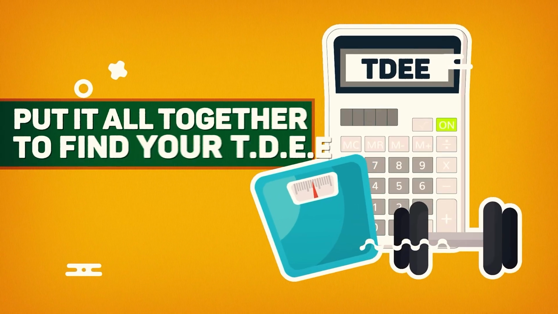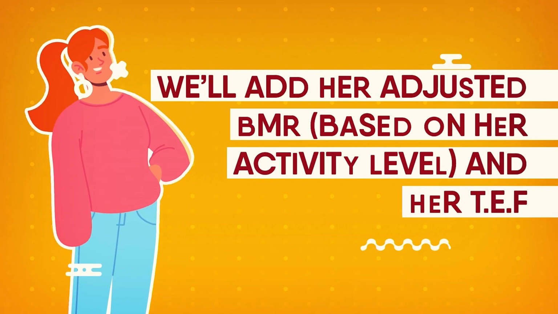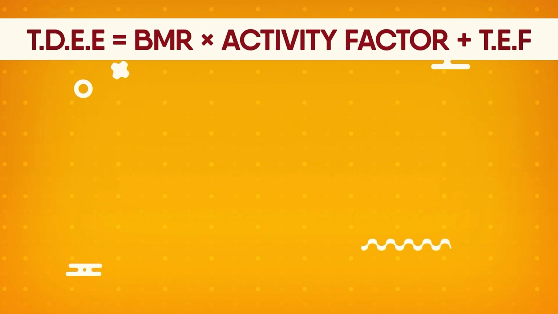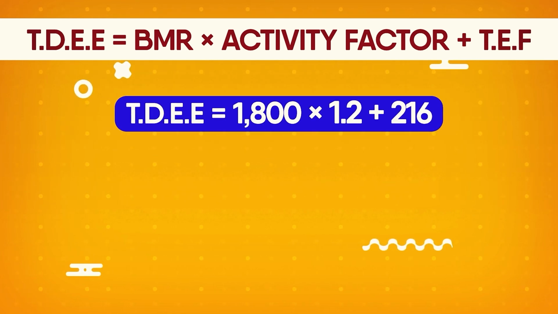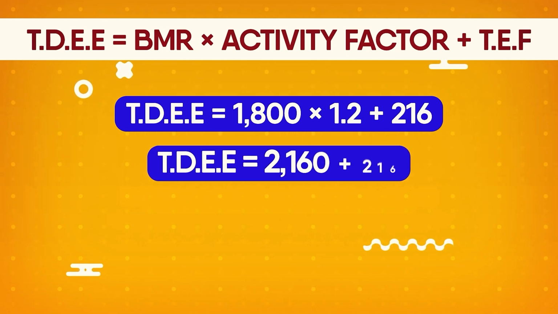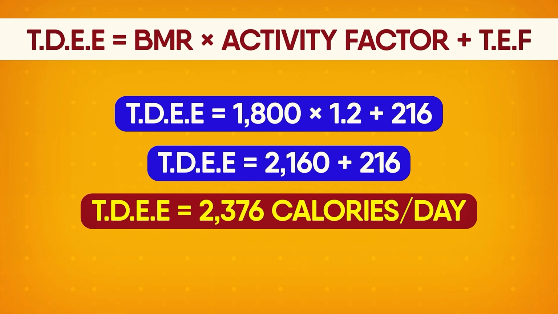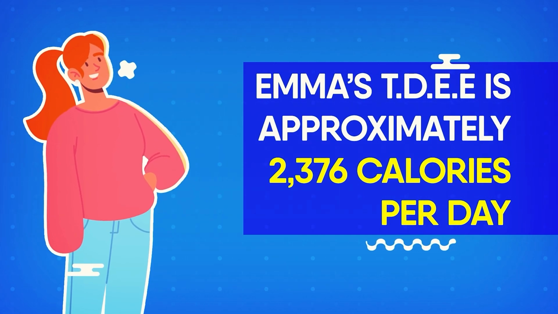Step 4. Put it all together to find your TDEE. To find Emma's TDEE, we'll add her adjusted BMR based on her activity level and her TEF. TDEE equals BMR times activity factor plus TEF. So, TDEE equals 1,800 times 1.2 plus 216. So that makes TDEE equals 2,160 plus 216. In total, TDEE equals 2,376 calories per day. So Emma's TDEE is approximately 2,376 calories per day.